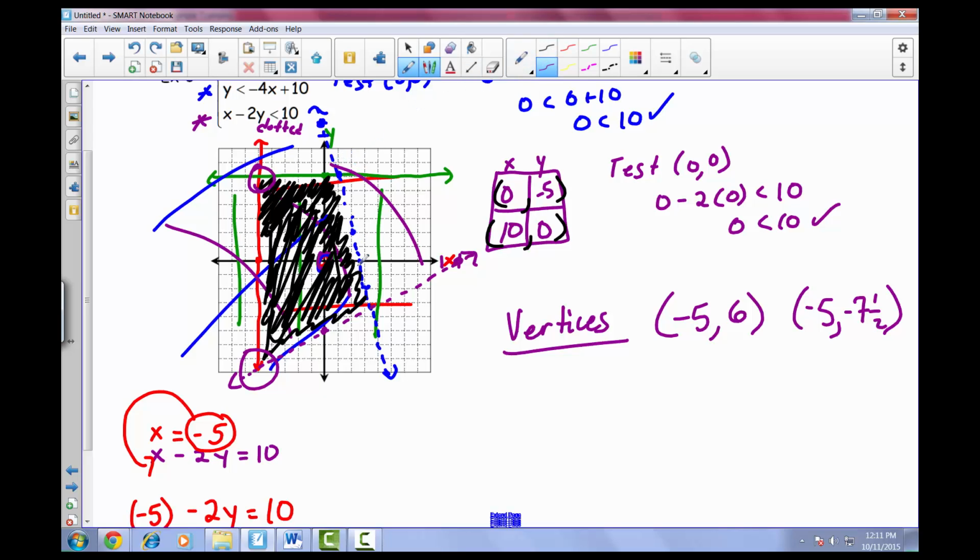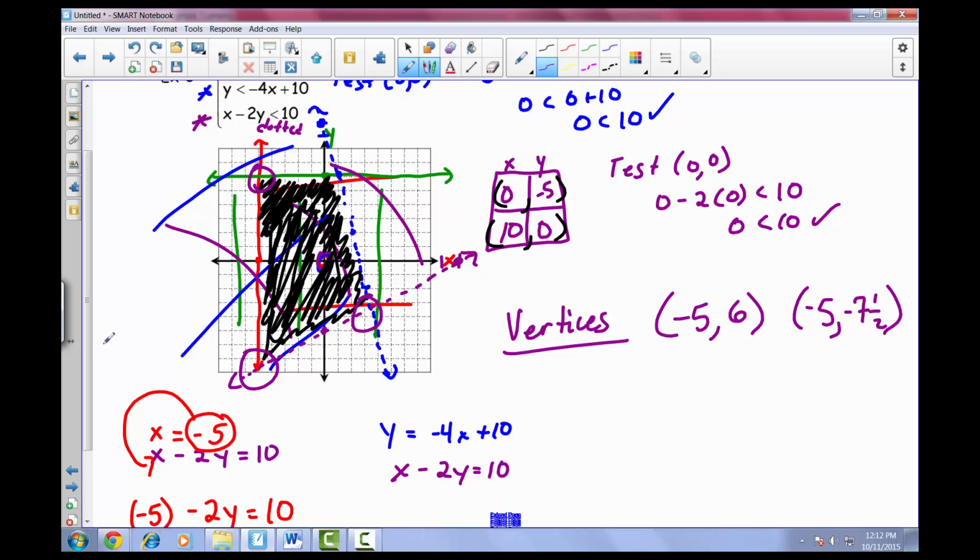Now we'll go counterclockwise, so we'll look at this next vertex. We notice that it is our purple line and our blue line, so we're going to be looking at these two equations. For our blue one, we have y is equal to -4x plus 10. And our purple one, x minus 2y is equal to positive 10. Again, we do not care about the inequalities. We're just seeing where they cross, and that's why we can change these to equations.